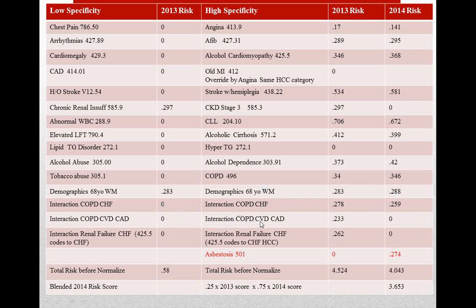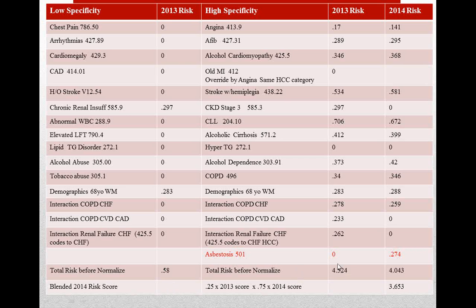But there's some interactions here: COPD and CHF, COPD, CVD, and CAD. All of these interaction scores, including the renal failure and CHF, give you almost another .75 risk score. And I put here asbestosis. If you include it this year, you're going to get nothing, but next year when you code it, you will get .274. So when you see in this person, if you're just putting these non-specific things, you're getting a very low risk score.